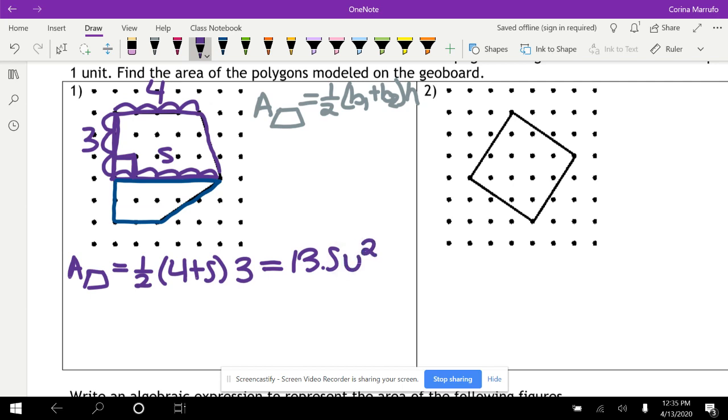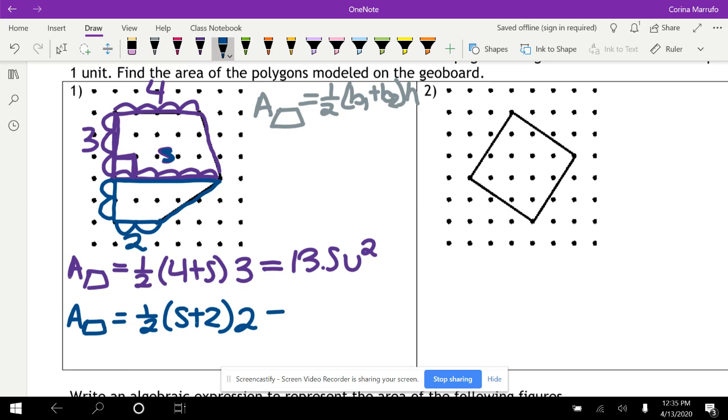units squared. Okay, now we're going to find the area of the trapezoid below. So we're going to do 1/2. We're going to have to add the bases together. So we know this base is 5 already, and then this base is only 2 units. So 1, 2. So we're going to do 5 plus 2. Now we're going to multiply times the height. So the height here is 1, 2. And that gives us a total of 7 units squared.